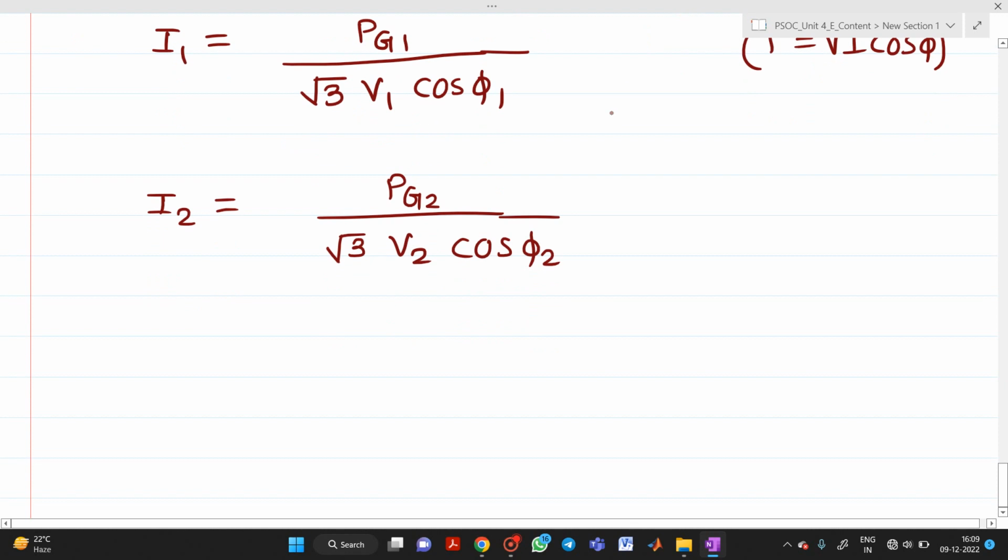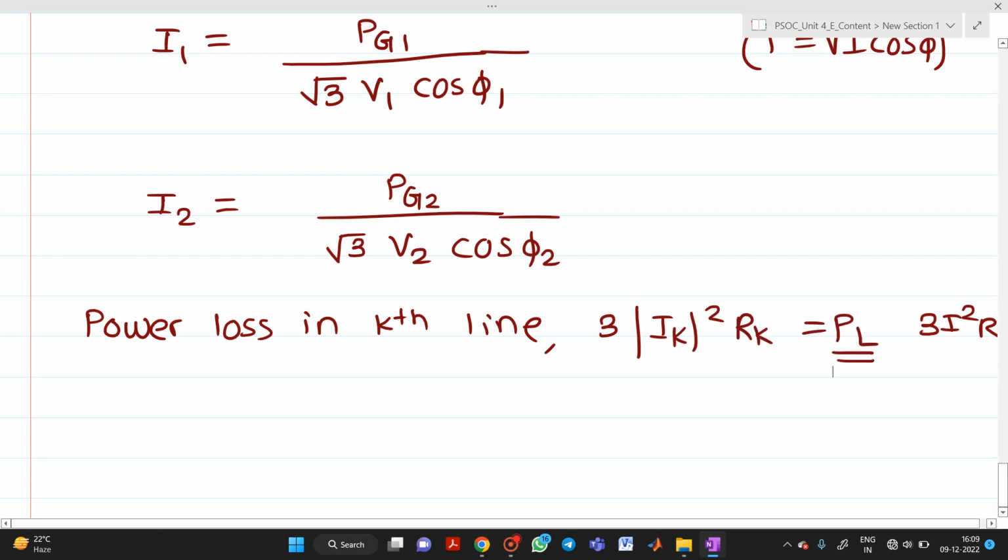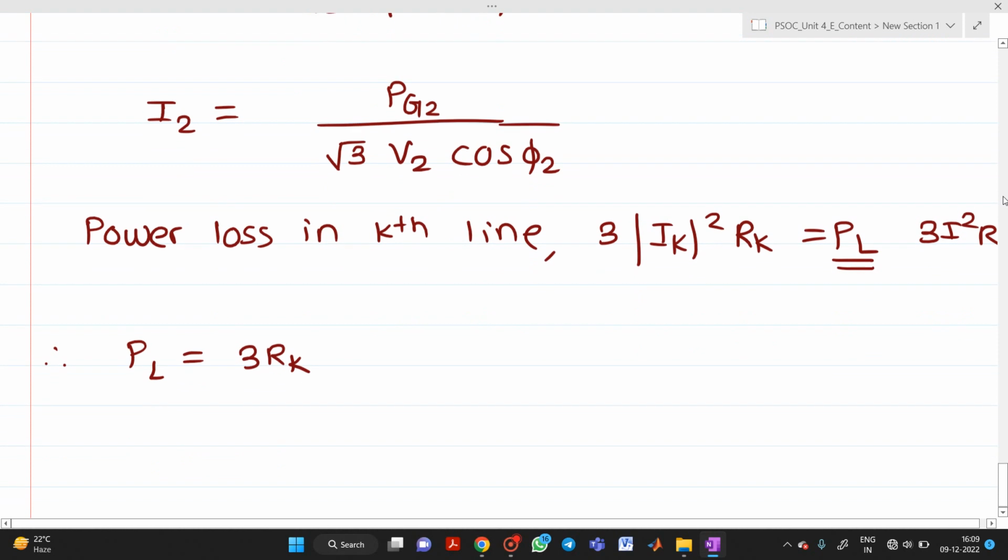Now, what is a power loss? The power loss in the kth line will be, basically, I square R. It is 3-phase, so we are talking about 3 I square R, which will be equal to 3 Ik square into Rk, which will be equal to the power loss, that is PL. So how can we write this formula of PL? It will be equal to 3 into Rk, I will keep it as it is.